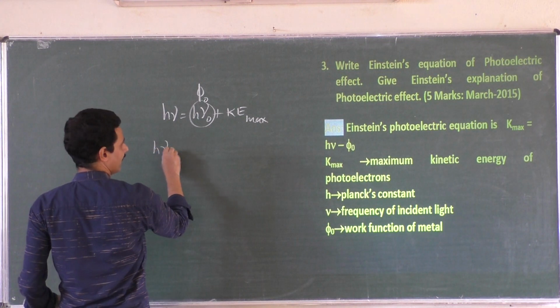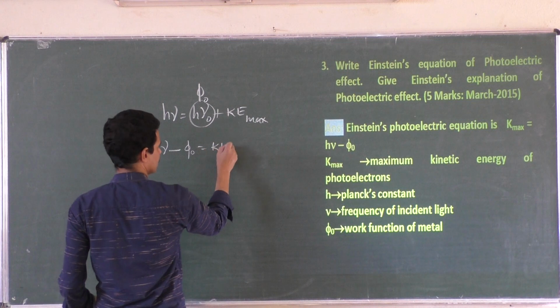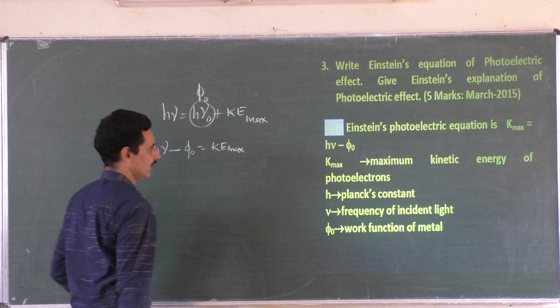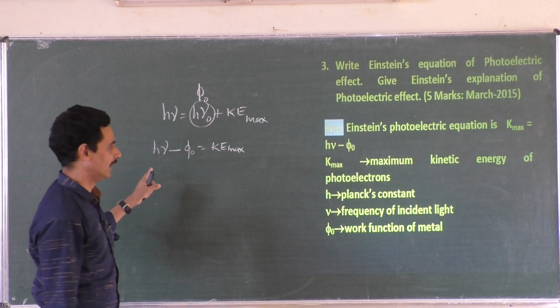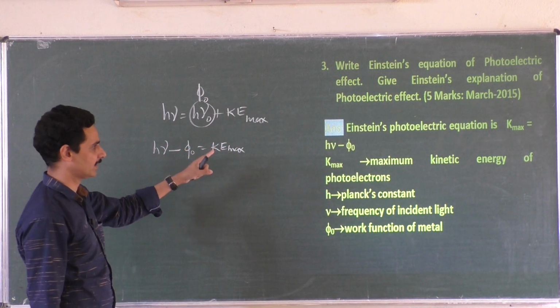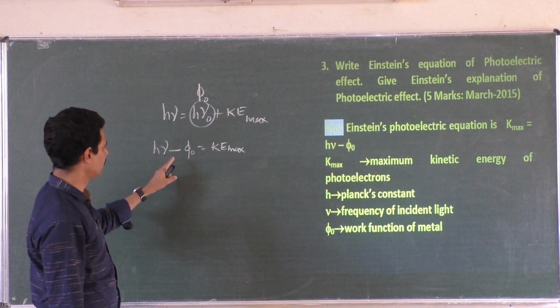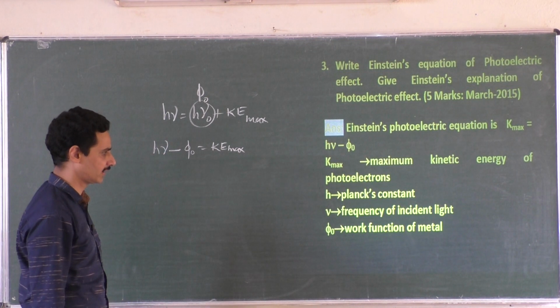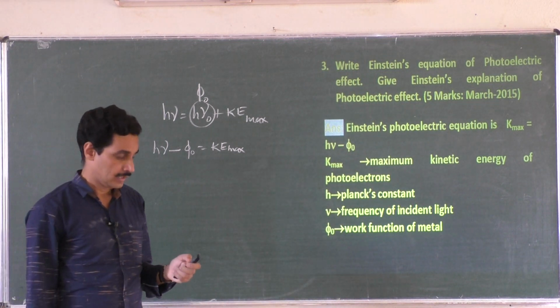H nu minus work function is equal to kinetic energy maximum, and that is the equation. Of course, this goes here. You have to just adjust it, but it is here, right? Kinetic energy maximum is the maximum kinetic energy of photoelectrons. H is Planck's constant, and nu is the frequency of incident radiation. Phi naught is the work function of the metal. You have to explain the terms. That is very important.